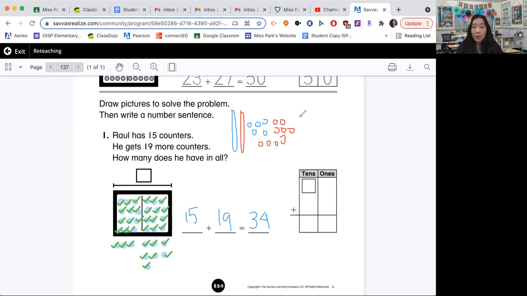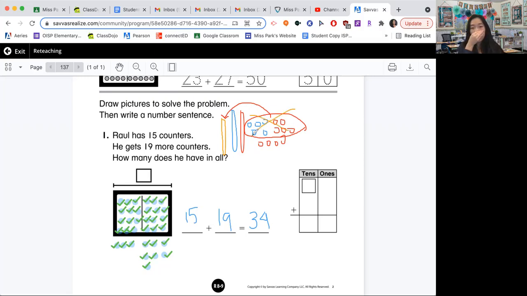Now, remember, step 1, add the ones. So let's make a 10 with these ones. Ready? So we have 1, 2, 3, 4, 5, 6, 7, 8, 9, 10. So here's my 10. I'm going to take these and I'm going to regroup them to make one more in the tens place. So now these are no longer ones.